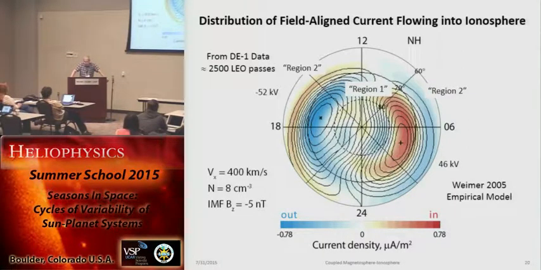This is a model that was developed from about 2,500 low Earth orbit satellite passes from the DE-1 satellite, which was launched in, I want to say, the 80s. Weimer took all this data, electric and magnetic fields, and binned it by various solar wind conditions to create an empirical model. It's one of the most widely used models to at least get a sense of what's going on. Of course, as one of our colleagues, Rod Heelis, will tell us, if you look at any given time interval, the system never looks like this, because this just takes a whole bunch of averages and smooths out all the variability.